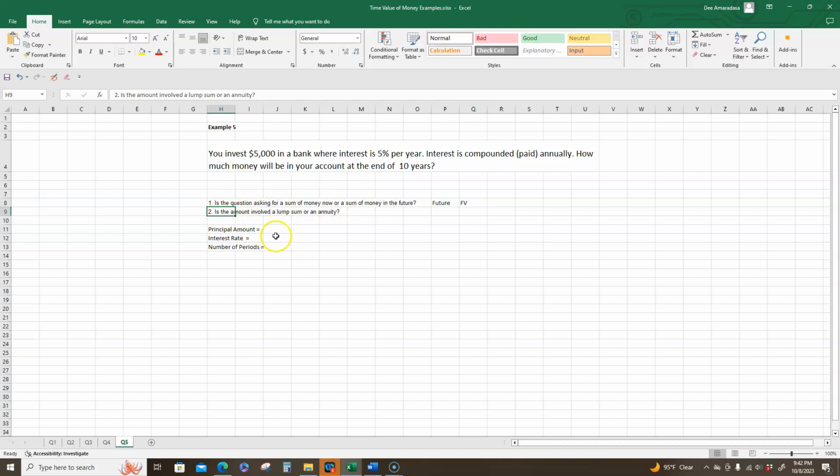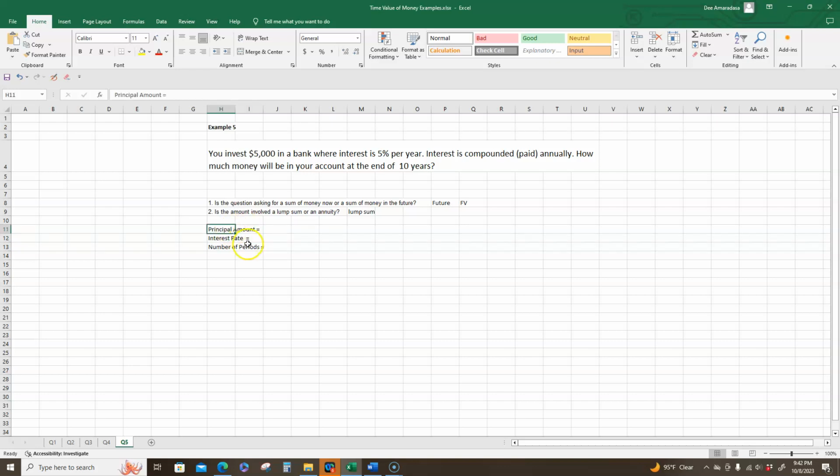Next, is the amount involved a lump sum or an annuity? Are we putting in money every period, or are we putting in money one time? We're putting in money one time, so this is going to be a lump sum. And if it's a lump sum, we don't need to worry about ordinary or annuity due, because those are for annuities.